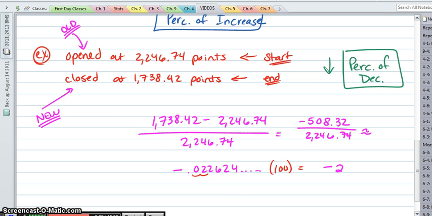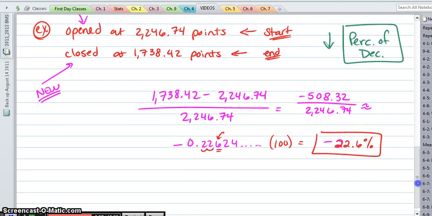Oops, I do say that I wrote this down incorrectly, so let me just change that for a moment. Thank you. It's negative 0.22624... So when I multiply by 100, I move that decimal over twice, and I do get negative 22 point, and if I'm rounding to the nearest tenth, I have a 6 right next to a 2. I'm going to keep that as 6%.